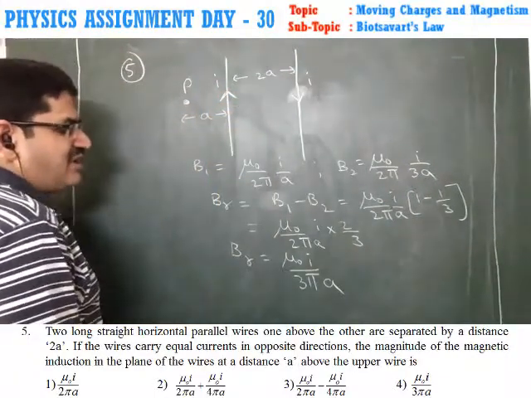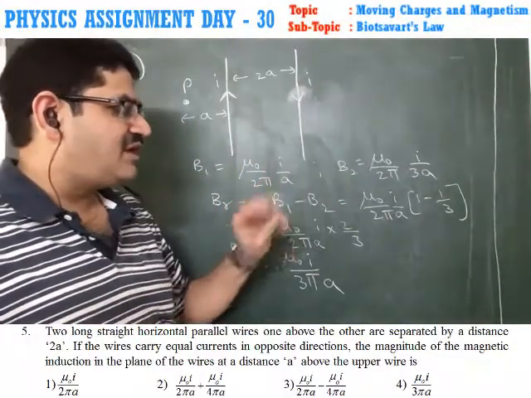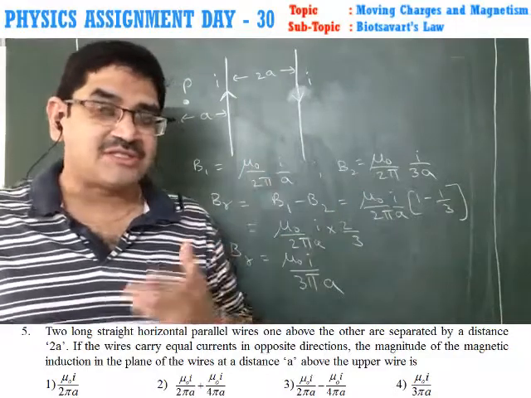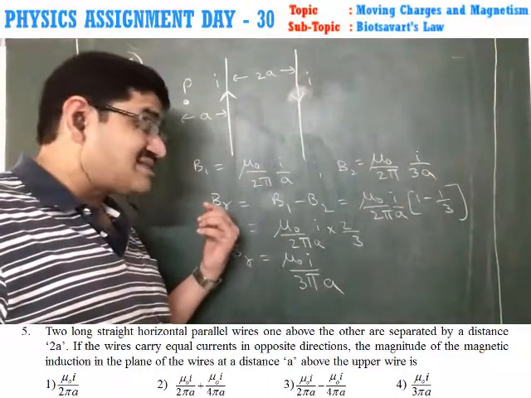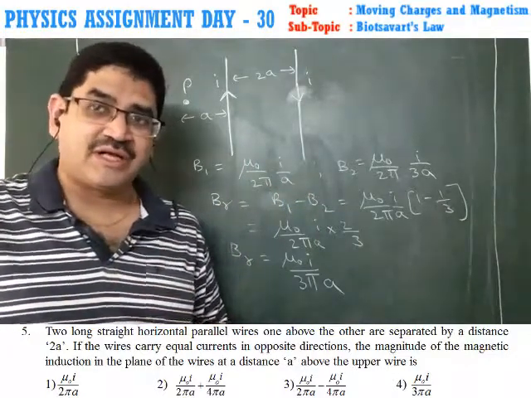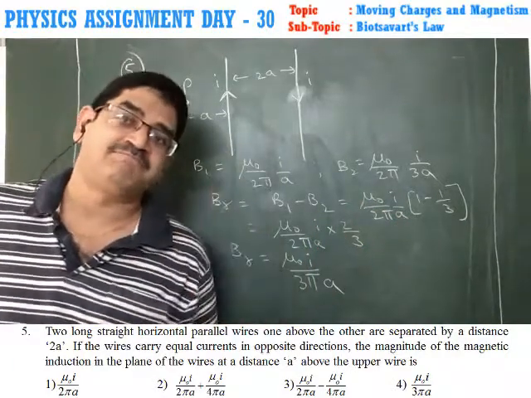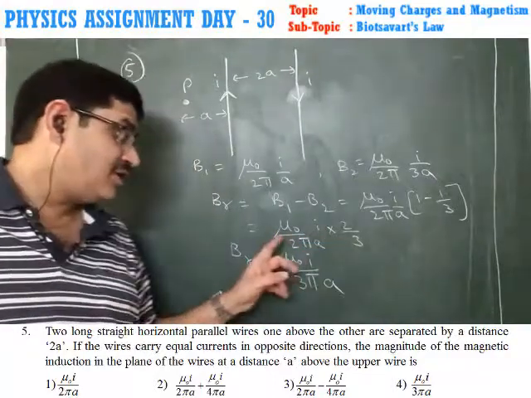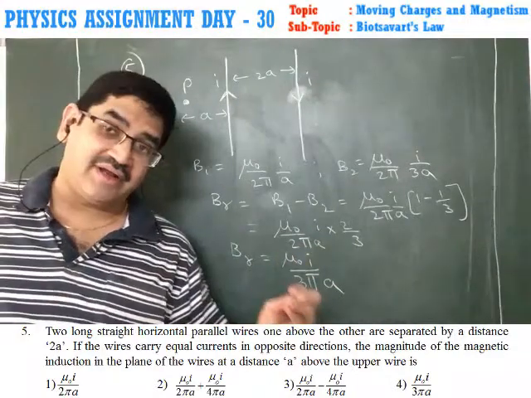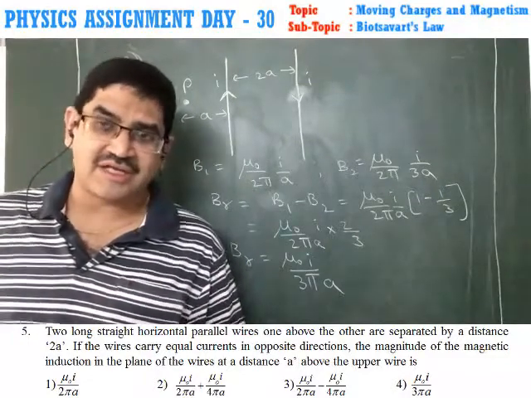The field due to the upper wire, I will write, is mu naught by 2 pi I by a. The field due to the lower wire at the point P is mu naught by 2 pi I by 3a, because the distance is changed. As a result, I can write the resultant field; both are in opposite directions, so B1 minus B2. Mu naught by 2 pi I by a, I will take common, so we get 1 minus 1 by 3, which is 2 by 3. Mu naught by 2 pi I by a into 2 by 3. Obviously, you will get mu naught by 3 pi I by a. So a simple problem based again on direction and resultant field.